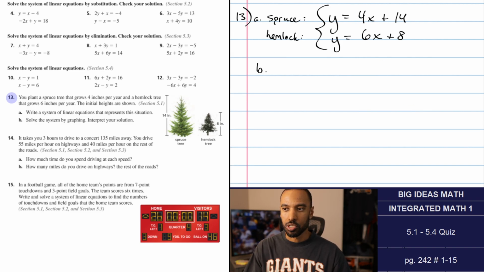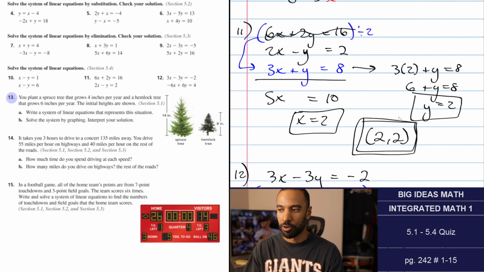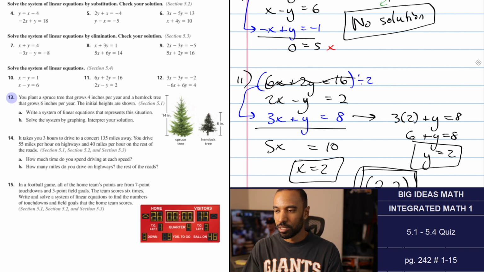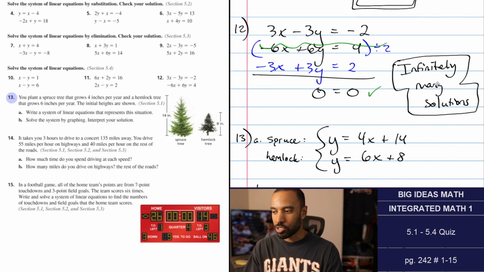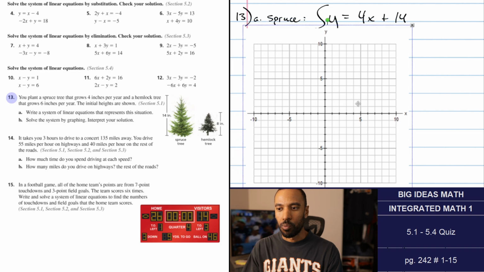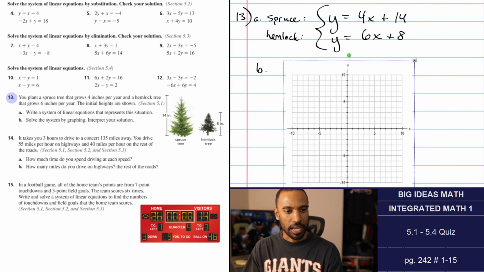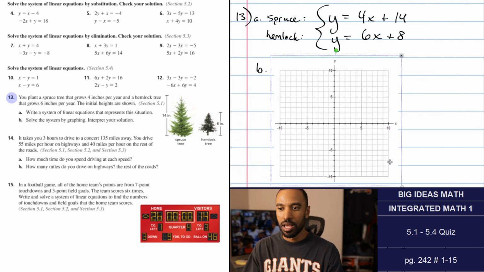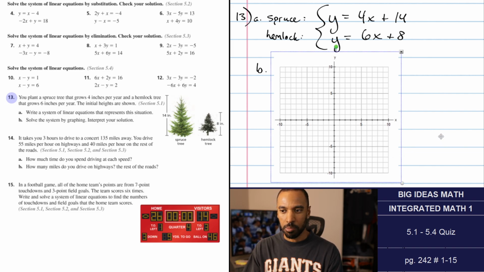Part B, solve the system by graphing. Okay, interpret your solution. So we will graph. So I'm going to attach graph paper for you guys. Let me copy and paste graph axes here. I thought we were going to solve using substitution. You know what? I will use substitution. They said interpret your solution. I will solve by substitution as well. It's going to be very quick to do.